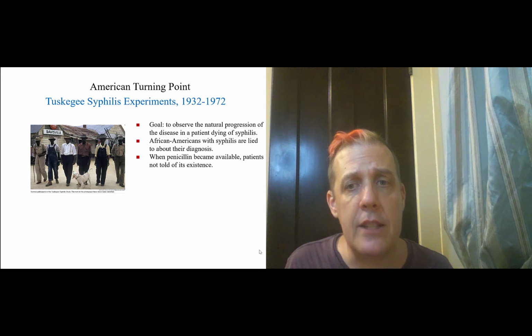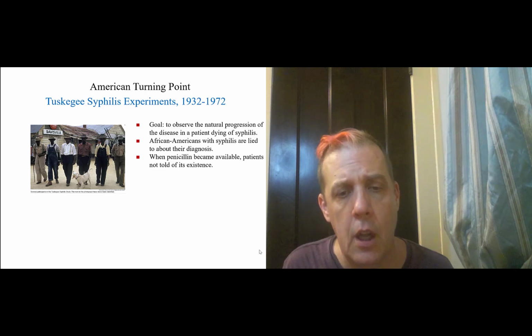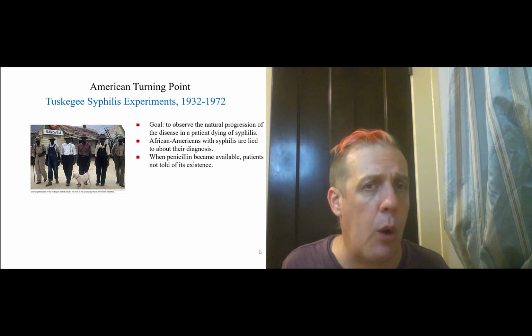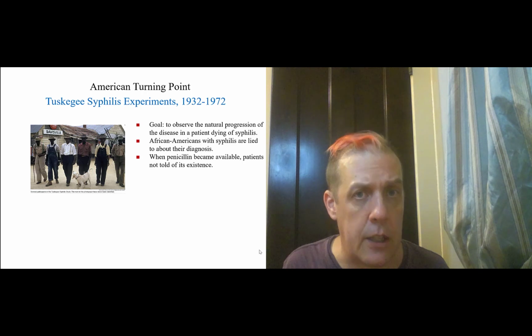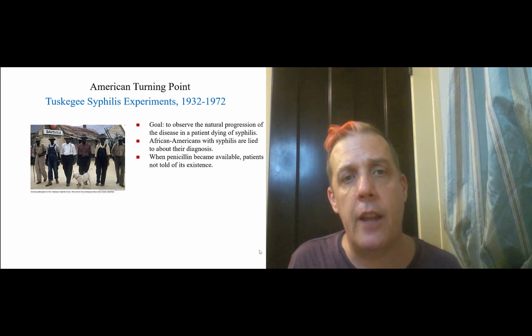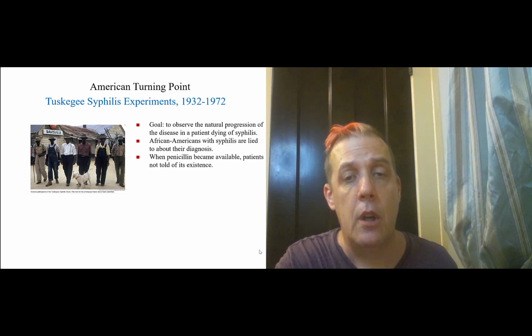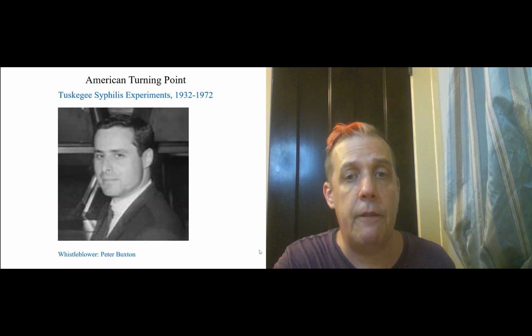But when penicillin did become available, patients were not told of the existence of the drug. This is important because syphilis is now an entirely treatable disease. Syphilis isn't a huge public health problem because you can treat it with penicillin. And the patients were denied this treatment that could have saved their lives.